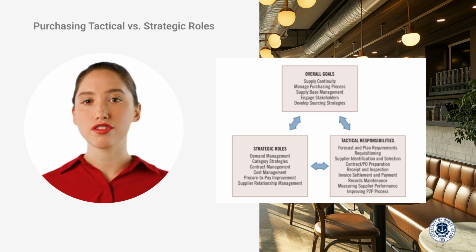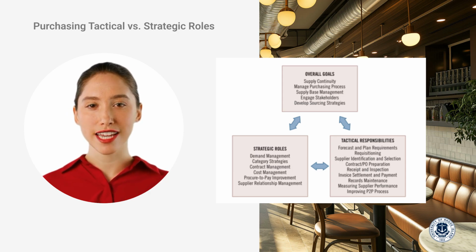Strategic roles include demand management, category strategies, contract management, and supplier relationship management. Of course, overall goals influenced by both strategic roles and tactical responsibilities include supply continuity, managing the purchasing process, supply-based management, engagement of stakeholders, and developing sourcing strategies.